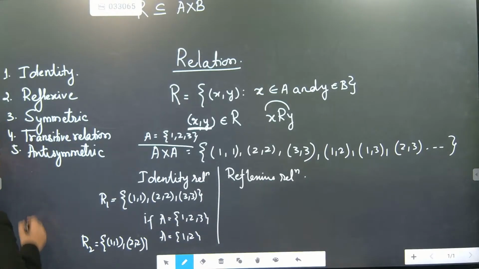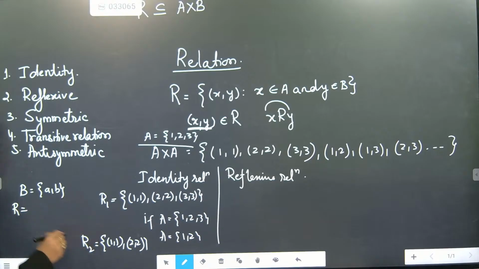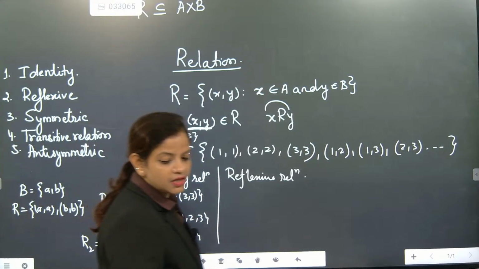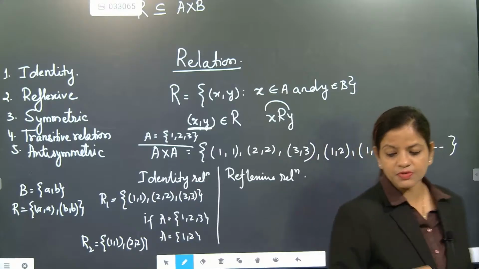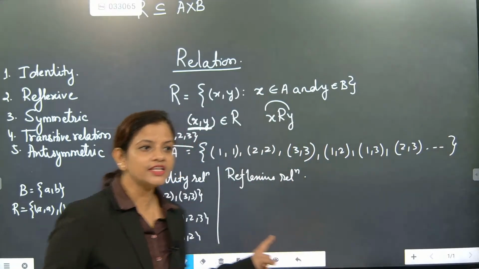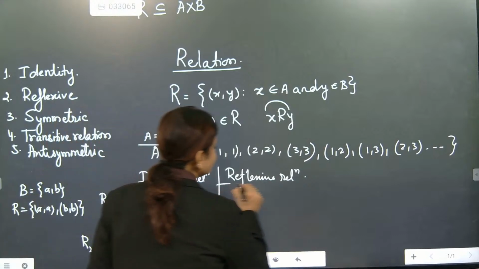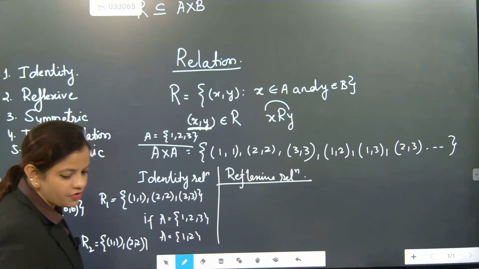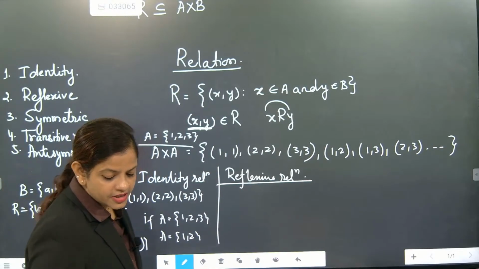Understood? So if B has elements a comma b, then the relation must have aa and bb, no other elements. Only this much it will have. Then it is called identity. Now, what is the reflexive relation showing in comparison to the identity relation?